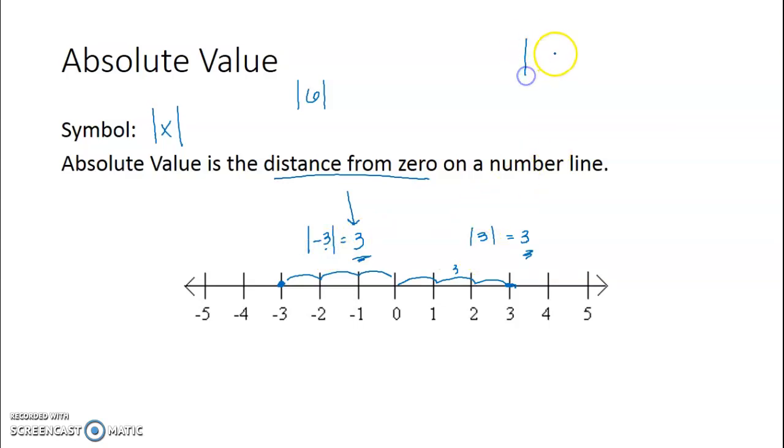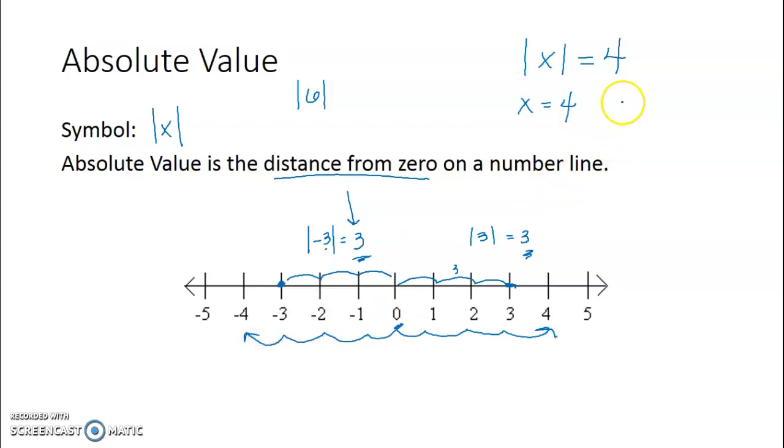If I gave you an equation that said the absolute value of some number is 4, that question is asking which numbers are 4 spaces away on the number line. So I start here at 0 and I went 1, 2, 3, 4 spaces away. I get 4. So I would say x equals 4. Or I could have gone to the left 4 spaces and I get -4. So both of these answers satisfy this equation.